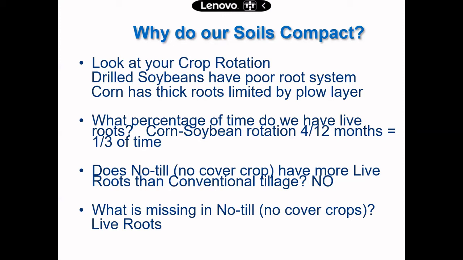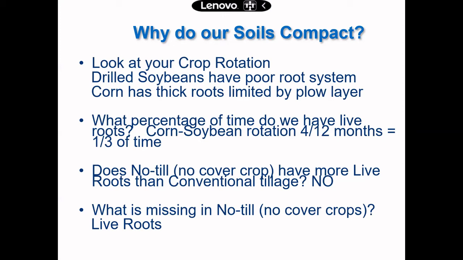So we're only putting carbon, especially the root exudates and the microbial products, because the microbes live right with the live roots, only about a third of the time. So you're not going to have as good a soil structure compared to where you have long-term no-till with the cover crop. Does the no-till, no cover crop have more live roots than conventional tillage? The answer is maybe a little, but not really that much more. So what's missing in a no-till system with no cover crops? You've got to have the live roots. So that's the importance of the cover crops.